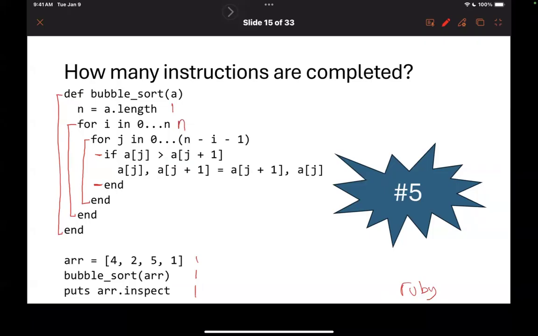So the outer for loop does something n times. Who's to say what n is? Yeah, I'm at 10. That's to say what n is. 10 plus n. How many times does the inner for loop happen?